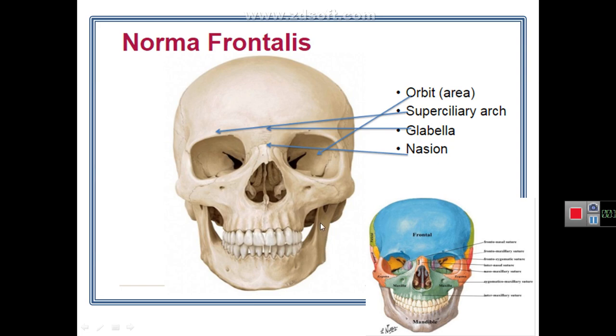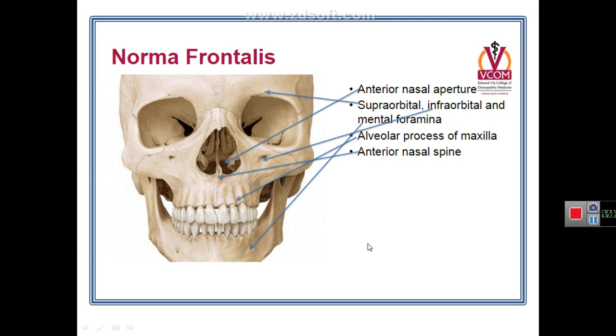The ramus of the mandible is formed by the coronoid process and the condyloid process, and in between them is the mandibular notch. This is another figure showing the demonstration of structures that we had just described.